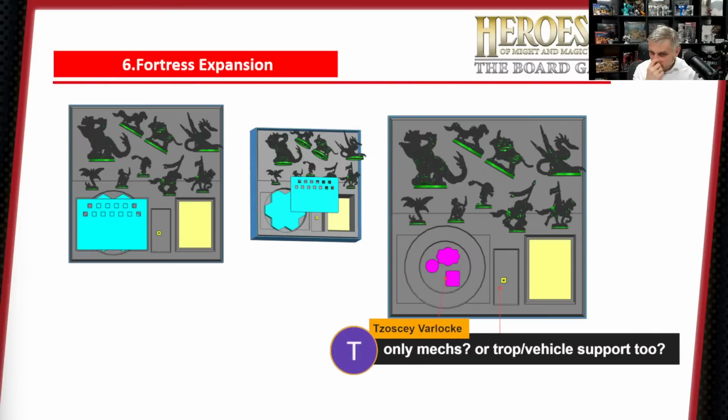Okay, in terms of Titanomachy, at the moment there are only different types of mechs. Now we want to start with this skirmish. This skirmish will allow us maybe in the future to extend to something bigger, or in terms of miniatures, add more miniatures, like the proper 28, 32 millimeter models.